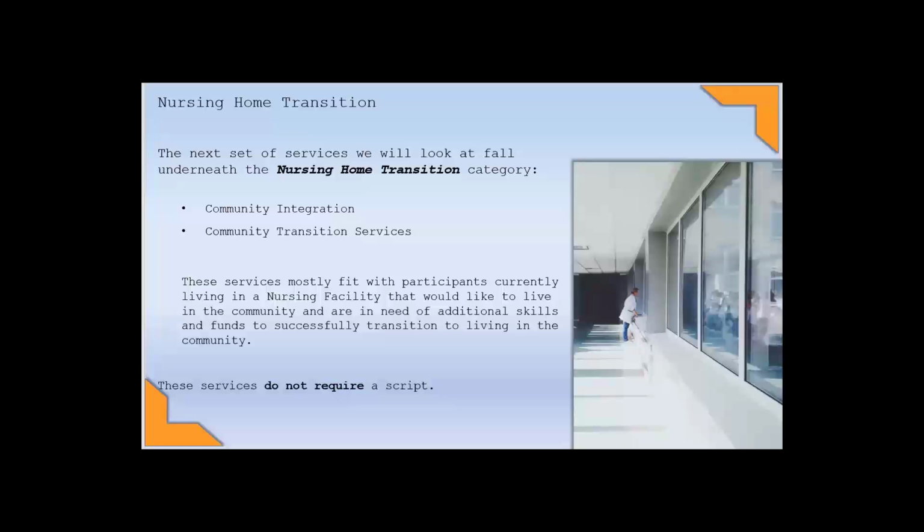The next set of services is your nursing home transition, so community integration and community transition services. So where we could, we tried to incorporate which participants these services mostly fit with. So these services fit with participants who are currently living in a nursing facility and would like to live in the community. These services do not require a script.